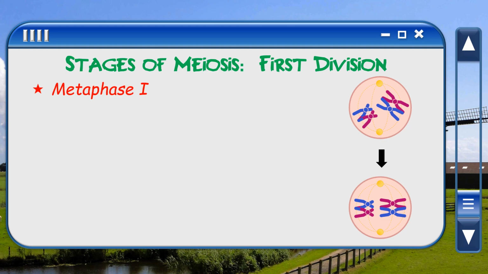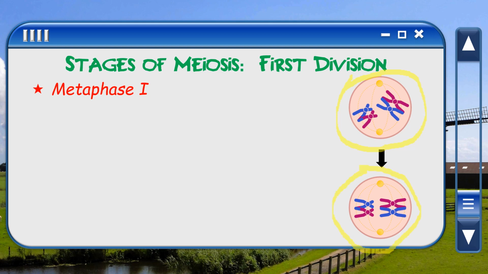Now we go to metaphase 1. We are moving now from prophase 1. In metaphase 1, we shall see the homologous chromosomes aligning themselves on the spindle, and they align themselves at the equator. That is metaphase 1.